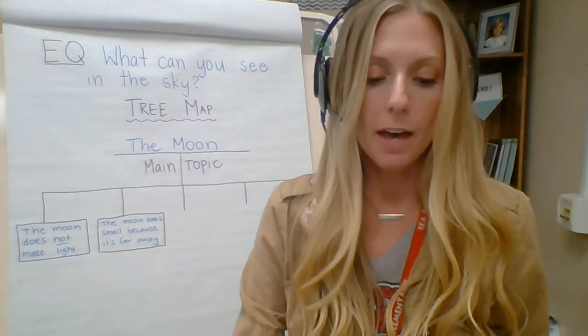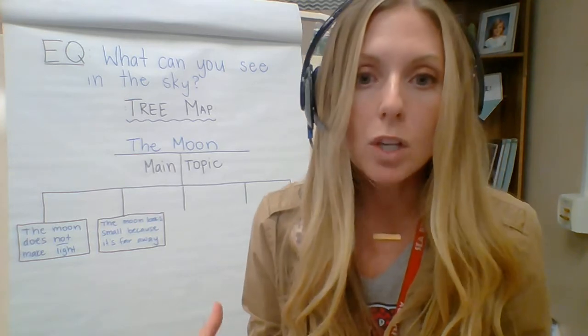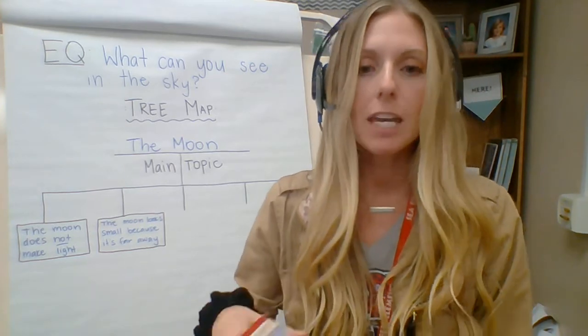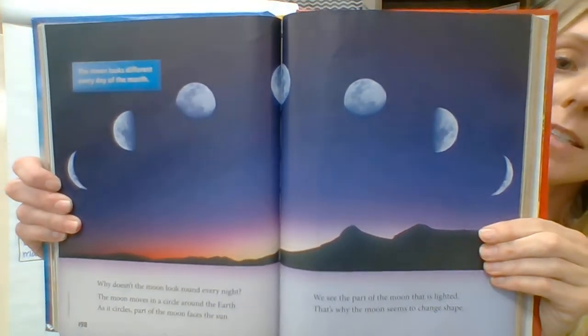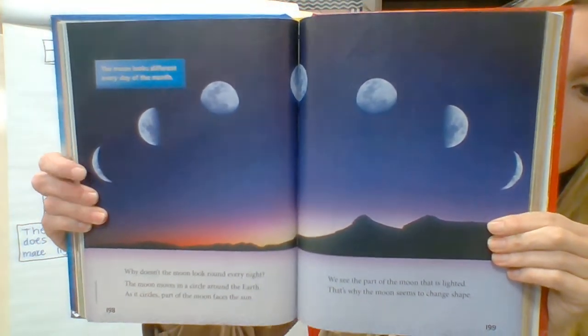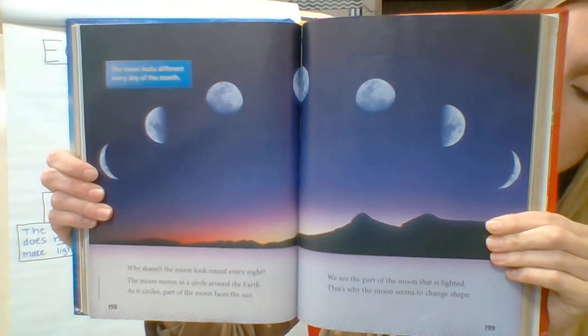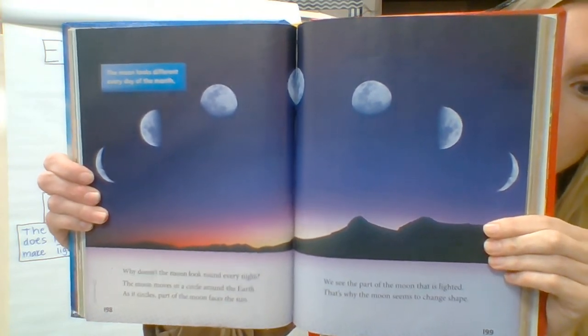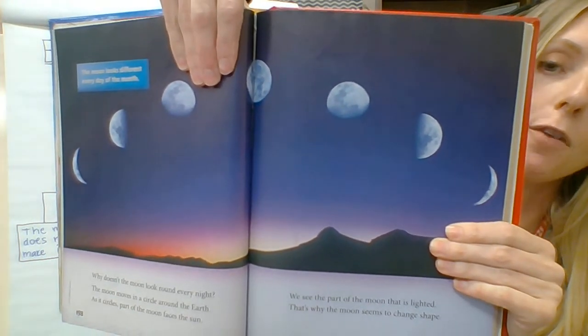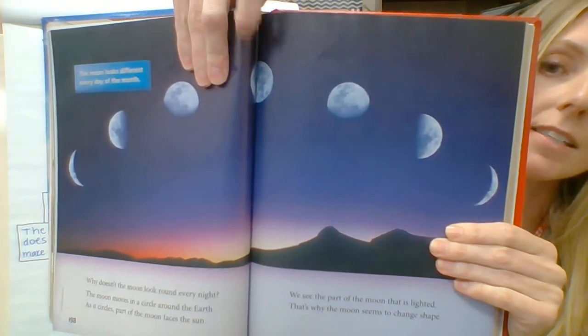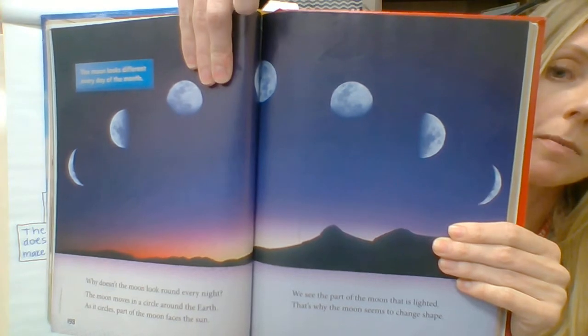Alrighty, so I'm going to turn the page. The moon looks different every day during the month. You see the cycles of the moon there? It starts one way, gets a little bigger and a little bigger until it's hard to see. It's right in the crack of the book. But then that's the full moon when it's the highest in the sky, the brightest moon.